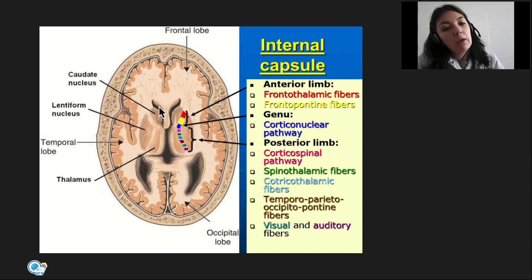We also can say that between the putamen and claustrum, there is the external capsule, capsula externa, and between the claustrum and the cortex of the insula, there is the extreme capsule, capsula extrema. And they also contain associative fibers.